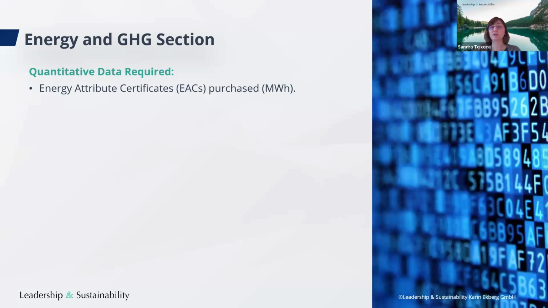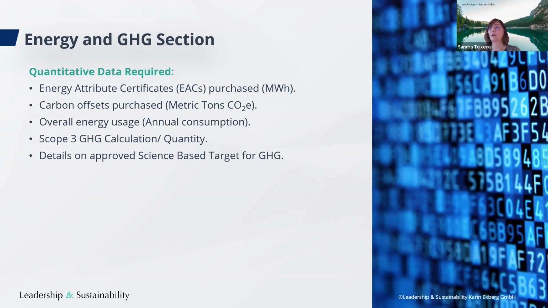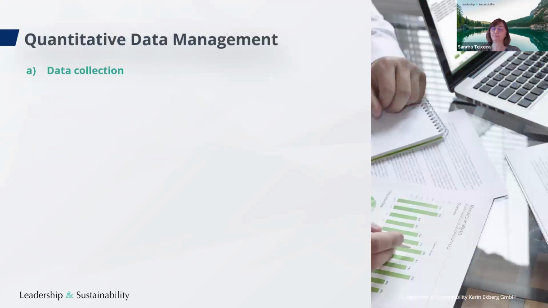So also when you are reporting the units into the platform, you should be careful with the units that you are choosing. The second is the carbon offsets purchased, and they are in metric tons of CO2 equivalent. The overall energy usage and annual consumption is also required as quantitative data. And the scope 3 greenhouse gas emission calculations and quantity. Also details on the approved science-based target for greenhouse gas emissions. And this is the documentation that is required for the quantitative data.